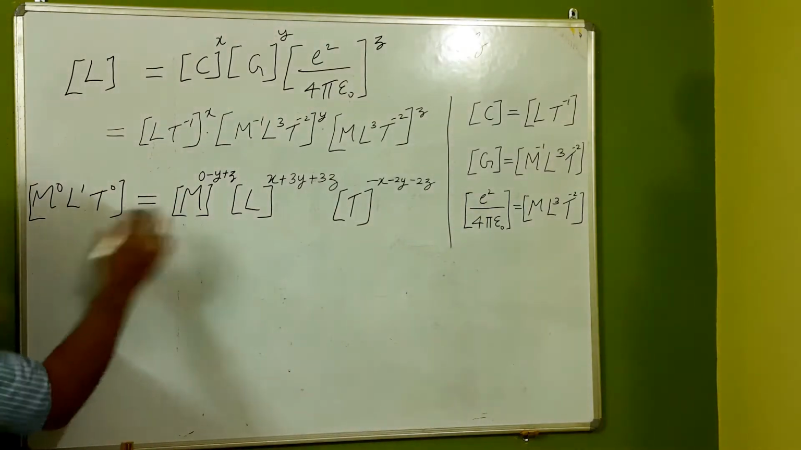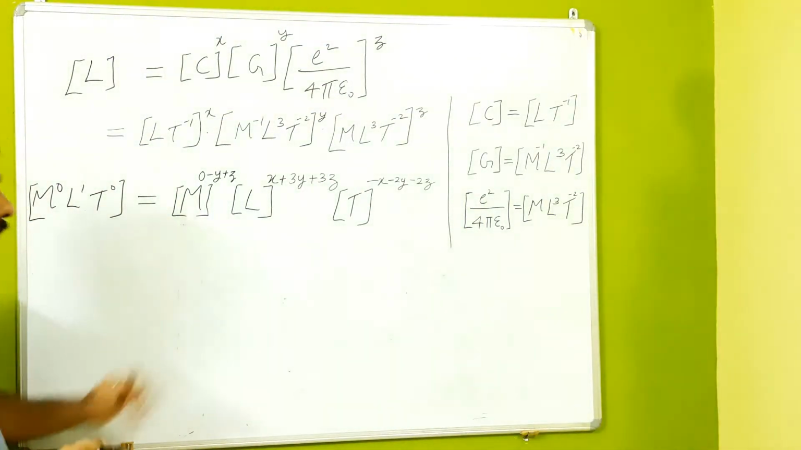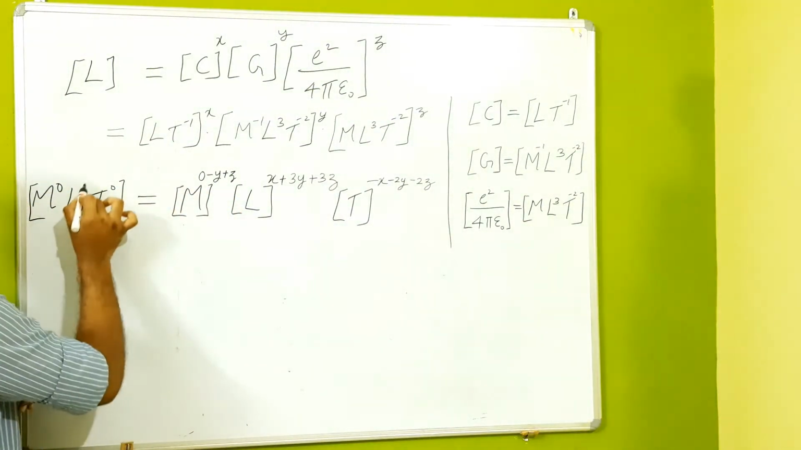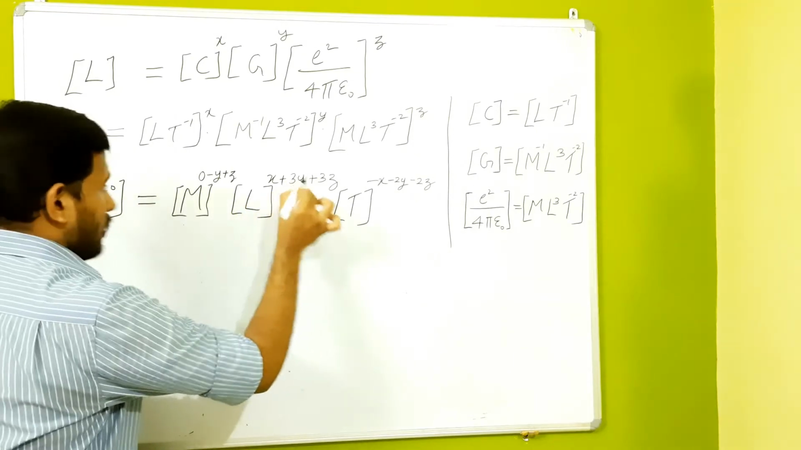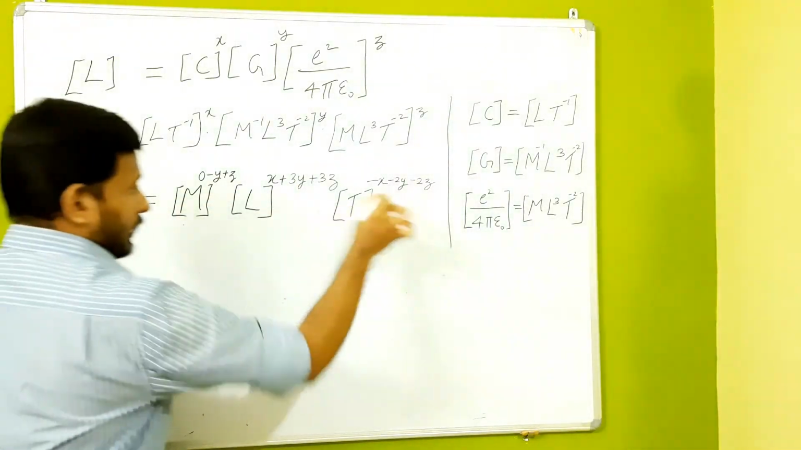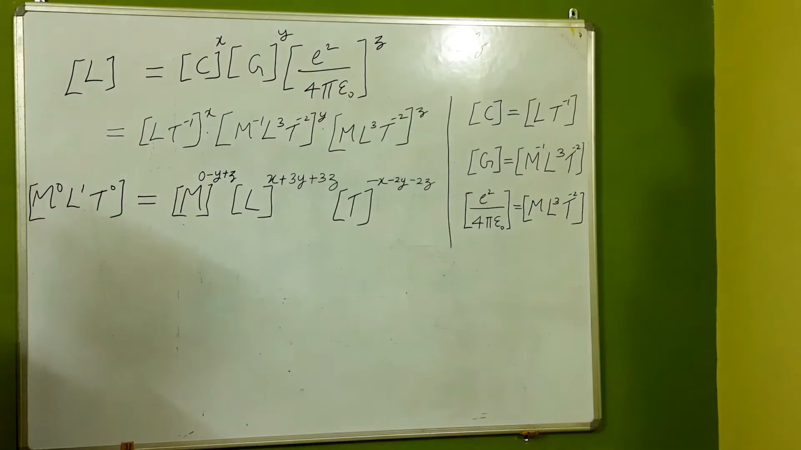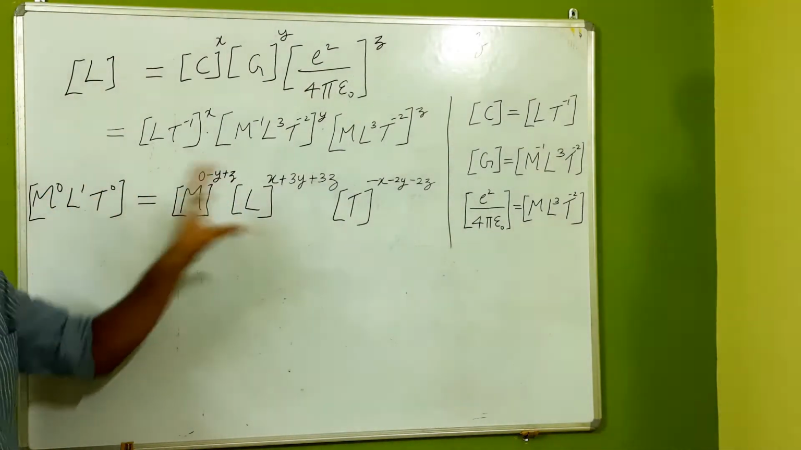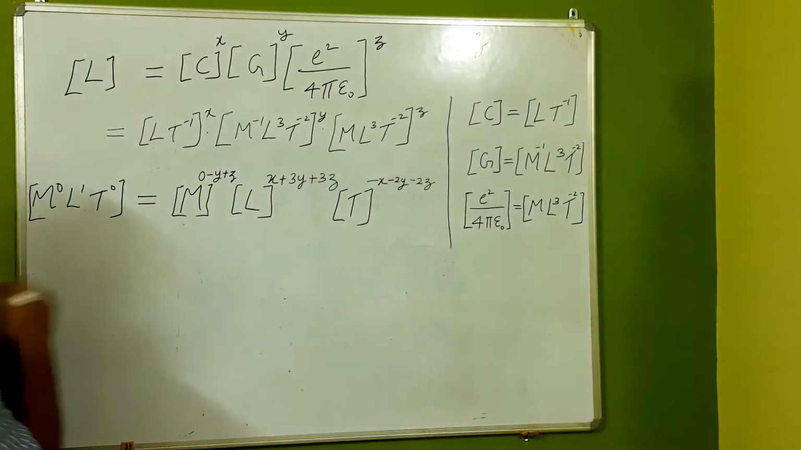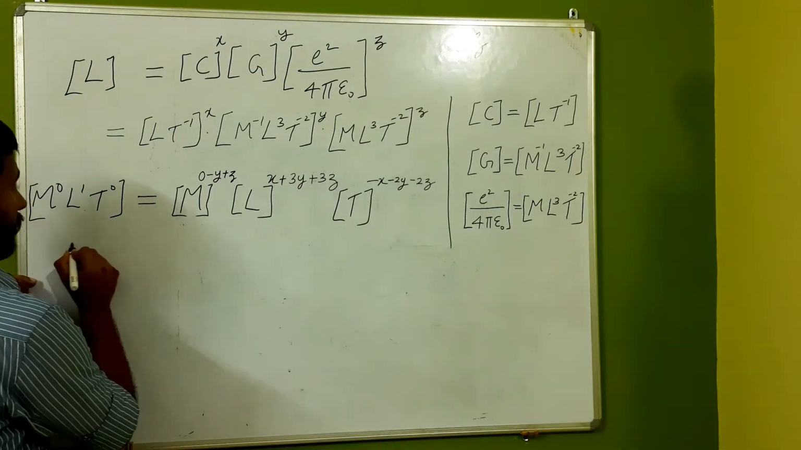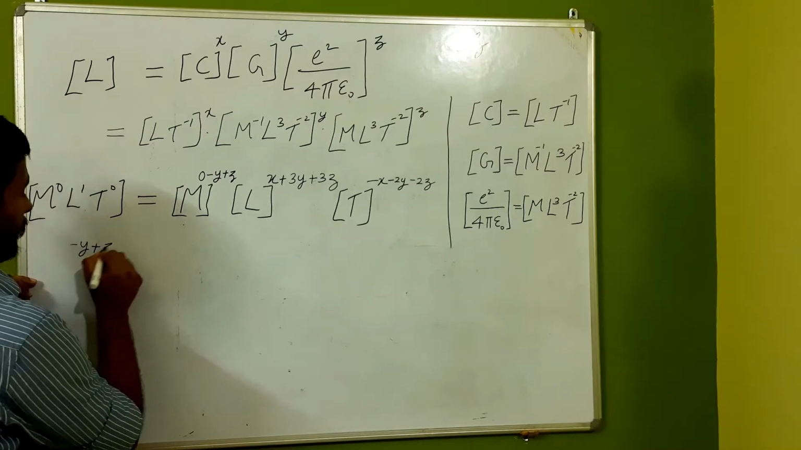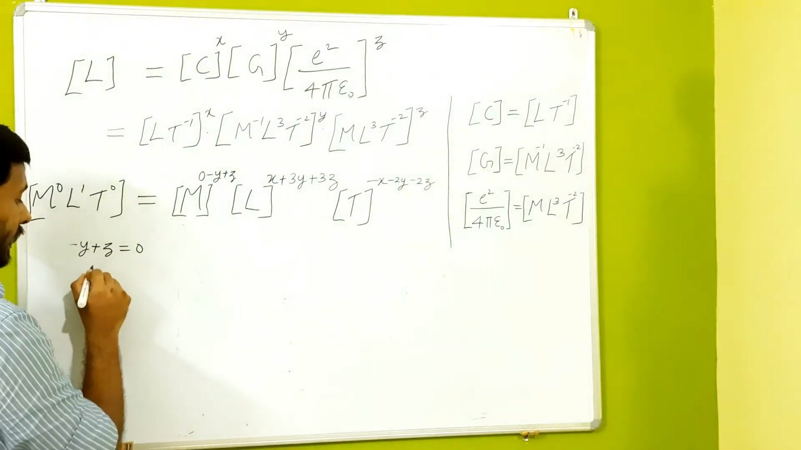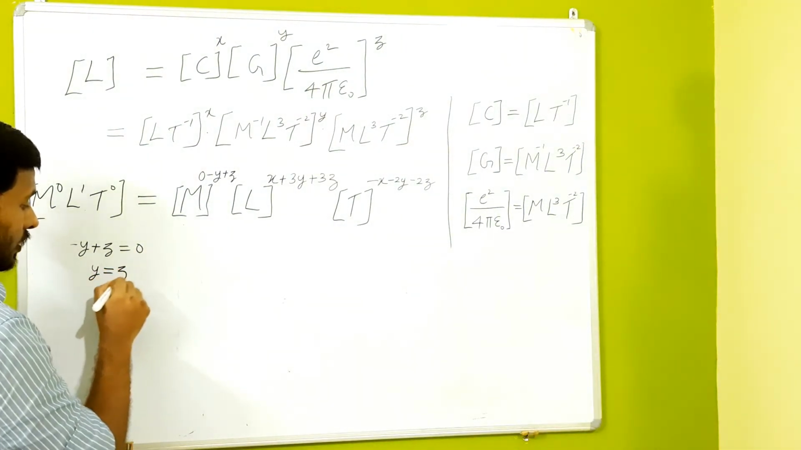By comparing the terms in the left and right side of the equation, we can equate this 0 with this equation, equate 1 with this equation, and equate 0 with this equation. That is, what we are doing is we are equating the powers of the quantities on the left and right side of the equation. So the first equation we get is minus y plus z is equal to 0, or in other words we can write it as y is equal to z.